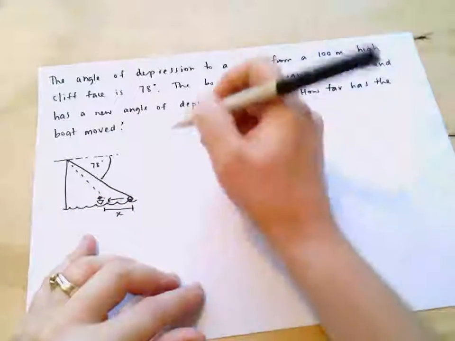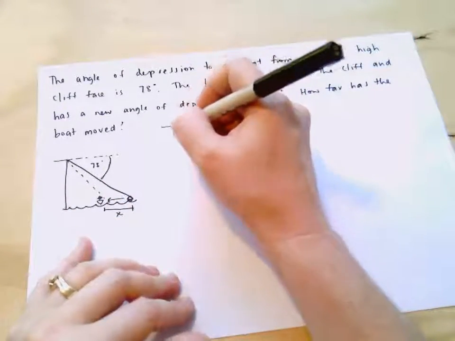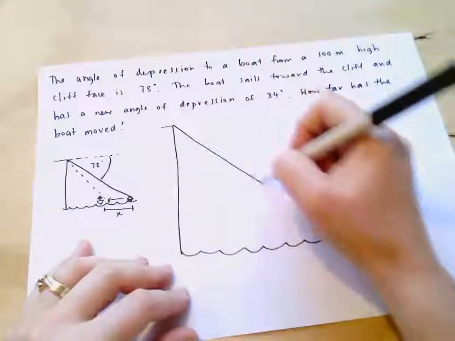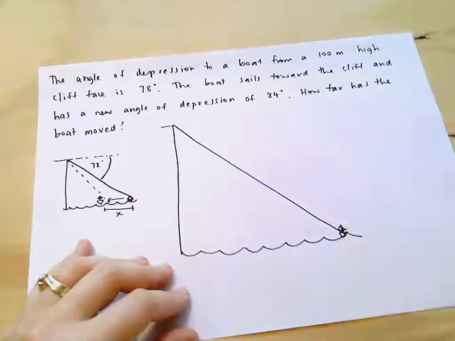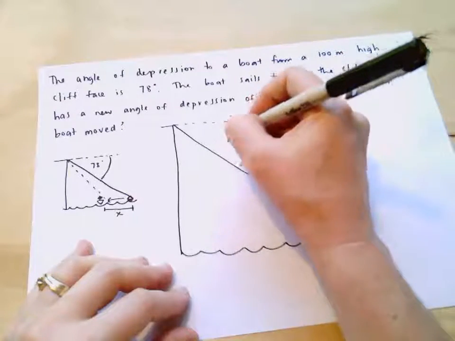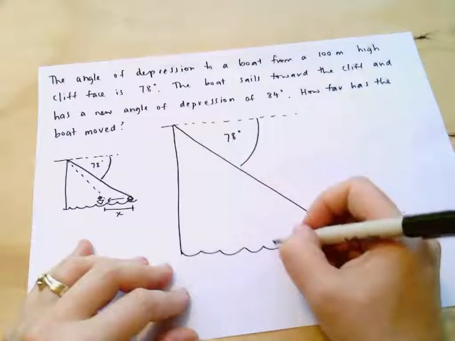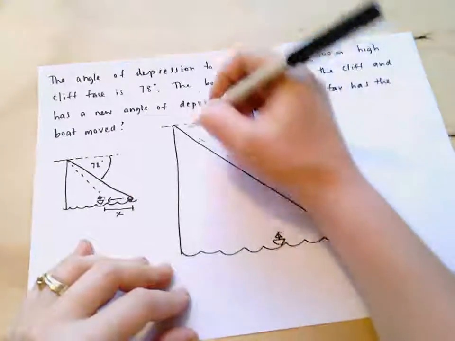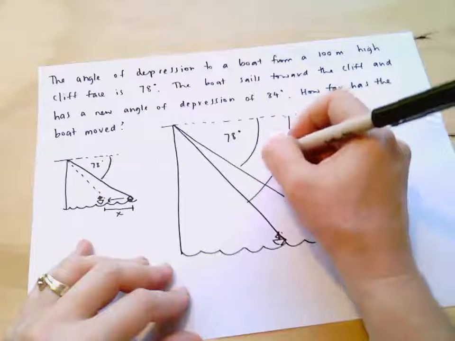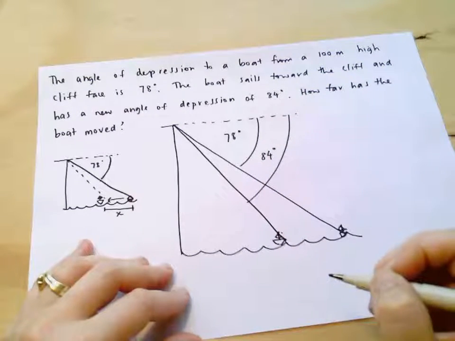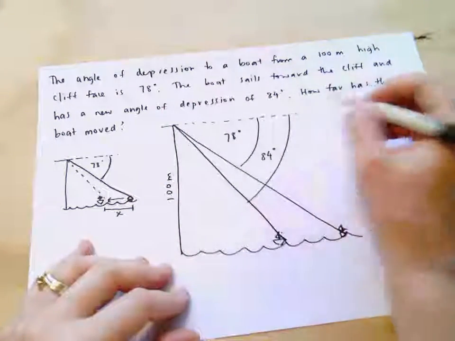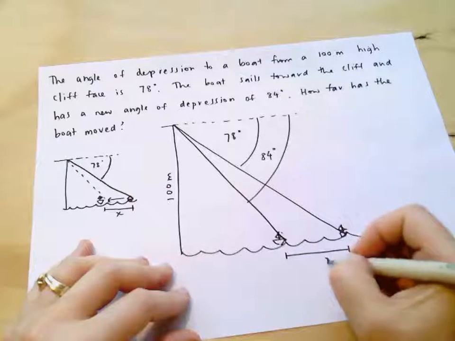So again, I would draw this bigger so everything was nice and clear. So here's my cliff, here's my boat somewhere out here, and I've got my boat here somewhere. And my first angle of depression, remember that it has to be from that top bit there, is 78 degrees. And then it says it sails in a bit, and the new angle of depression to that boat there is now 84, so that's my bigger one here. They've told me that this cliff's 100 metres high, and they've asked me how far has the boat moved.